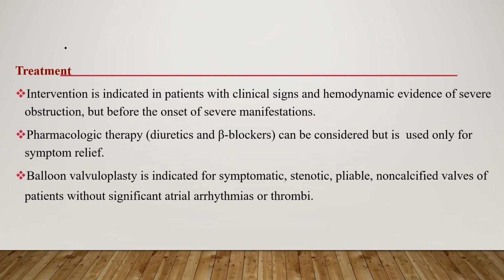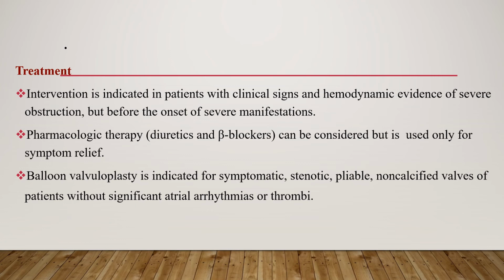When we see the treatment, intervention is indicated in patients with clinical signs and hemodynamic evidence of severe obstruction, but before the onset of severe manifestations. Pharmacologic therapy, that means diuretics and beta blockers, can be considered, but it is generally used only for symptom control and much less often in children. Surgical valvotomy or balloon catheter mitral valvuloplasty generally yields good results, and valve replacement is avoided unless absolutely necessary. Balloon valvuloplasty is indicated for symptomatic, stenotic, pliable, non-calcified valves of patients without significant atrial arrhythmia or thrombus.